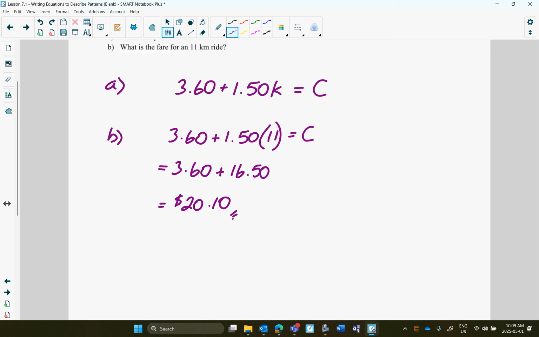A lot of what we do in mathematics is we take patterns that occur in real life and translate them into equations, because then we can make calculations with them, or we can solve for unknowns with them. Okay.